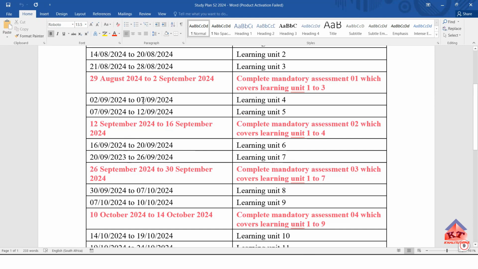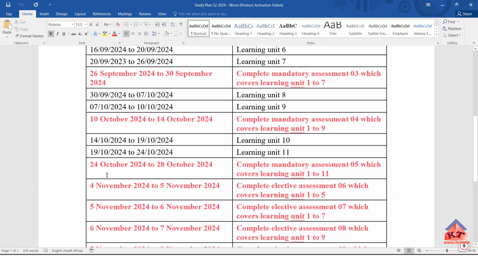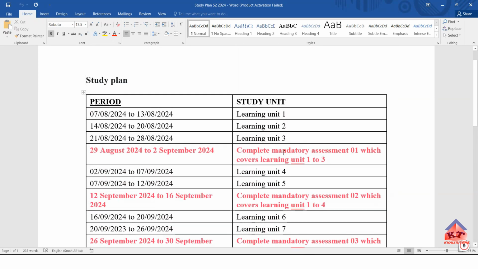So basically, your second assessment will be available on the 12th to the 16th. Your third one will be available on the 26th of September to the 30th. The fourth one will be available on the 10th of October to the 14th. And the last one, among the compulsory ones, will be available on the 24th of October to the 28th of October.